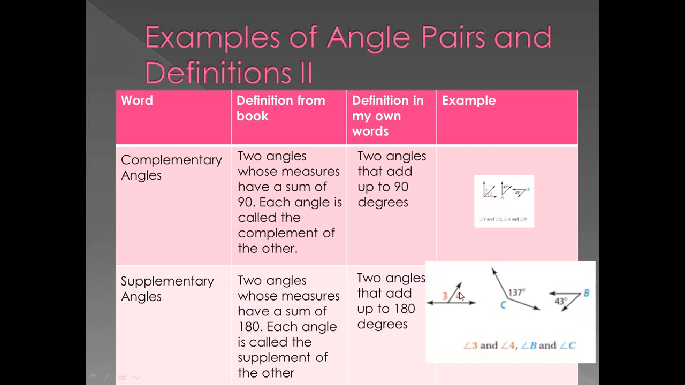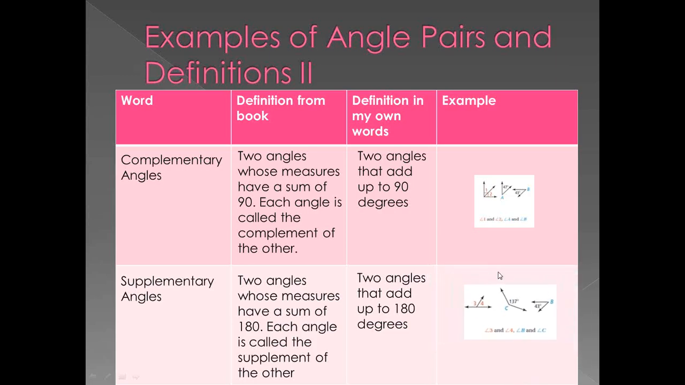Here are two examples. Here we see two angles that are also collinear, 3 and 4. So if they're collinear, that means that they have to be supplementary. But the converse isn't true. They don't have to be on a line for them to be supplementary. So these two angles, if we add them together, 137 plus 43, we get 180. So even though they're not collinear, they're still supplementary angles.